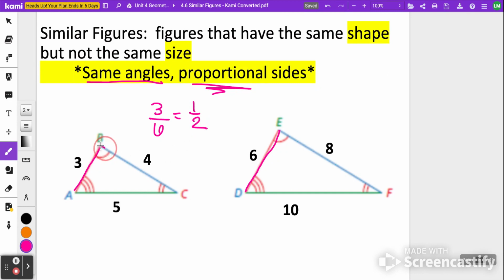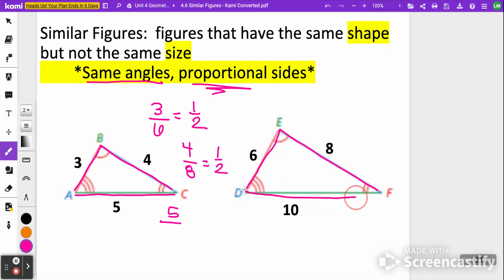So again, I start with the small triangle. The side 4 corresponds with the side 8, EF. 4 to 8 is also reduced to 1/2. And then the final side that corresponds, 5, corresponds to 10, which also reduces to 1/2.